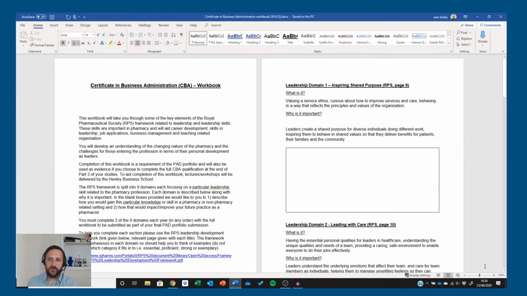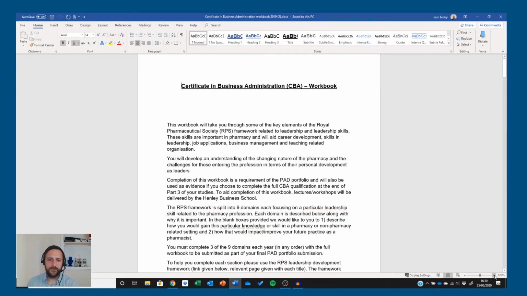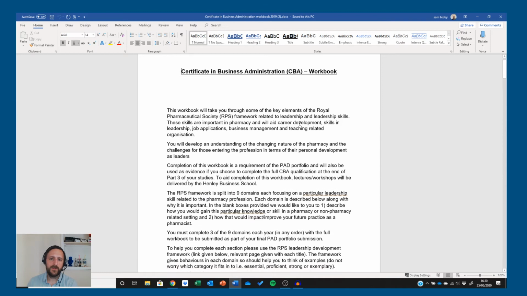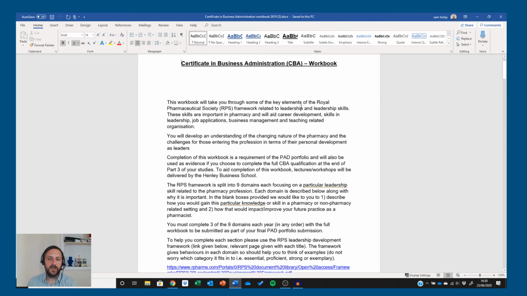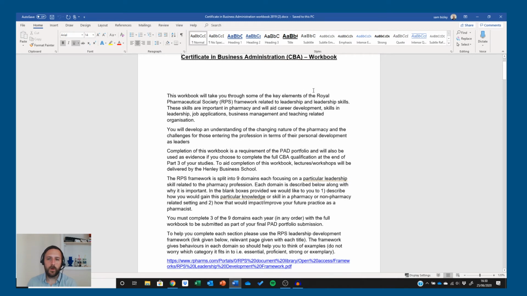So I've tried to make it as user-friendly as I can. Now again, because you'll be filling this in over 3 years, some of it might not be particularly clear to you at the moment, and things might evolve for you over the next coming years. So you can do it in the order and attack the parts that make sense to you at this moment in time. So I've given you a bit of a blurb in terms of what the CBA workbook is and what's important.